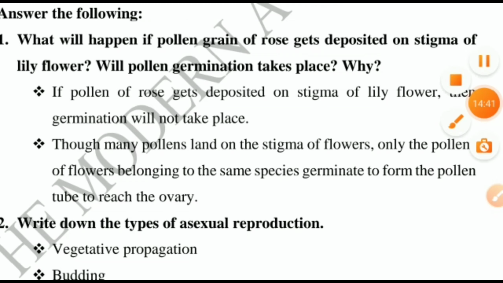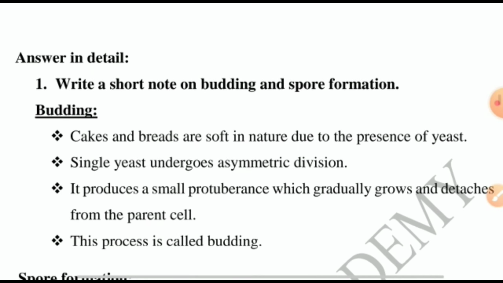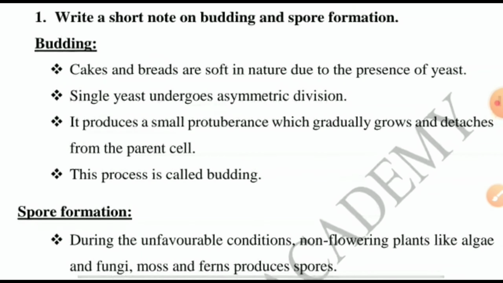Write down the types of asexual reproduction: vegetative propagation, budding, fragmentation, spore formation. Next, answer in detail. Write a short note on budding and spore formation.